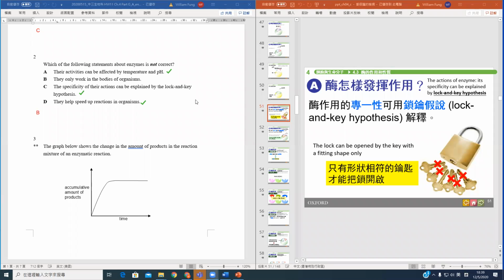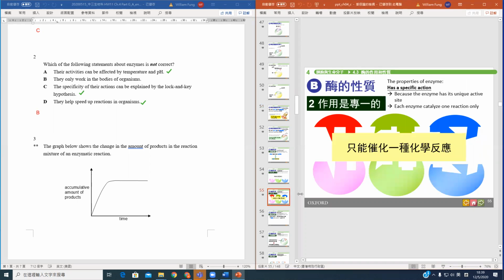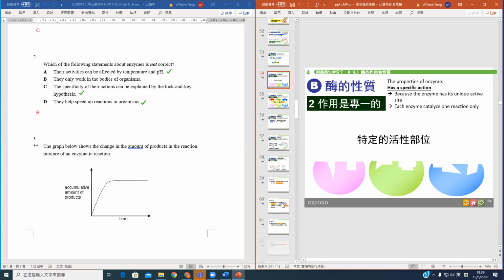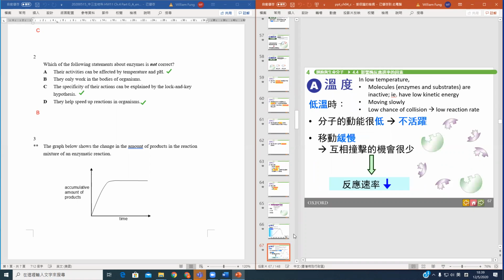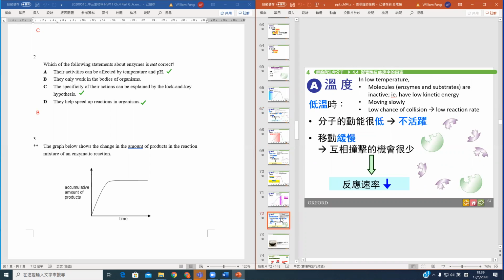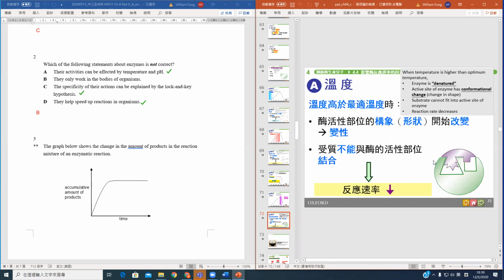But I also want you to know why the change in temperature and pH would affect their activities. When temperature is too high, or when pH is not correct, you see that the shape, the active site of the enzyme, is changed. Just like a key, when you remove all the shape from a key, that key can no longer open a lock. So it's the same as the denatured enzyme.